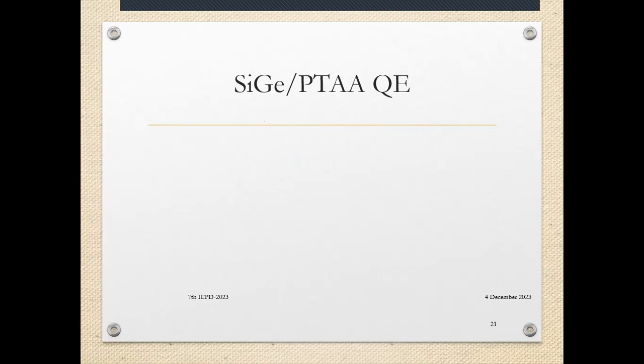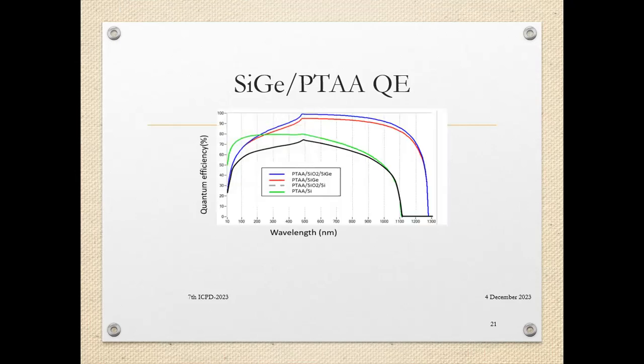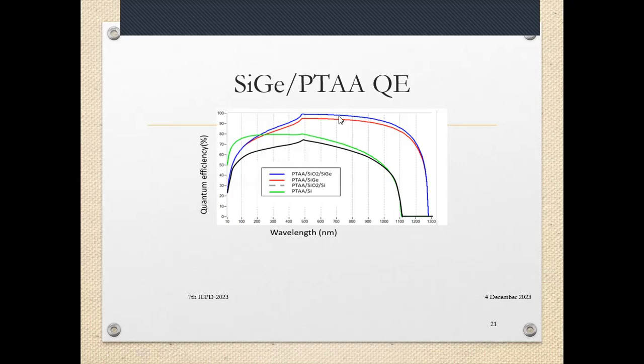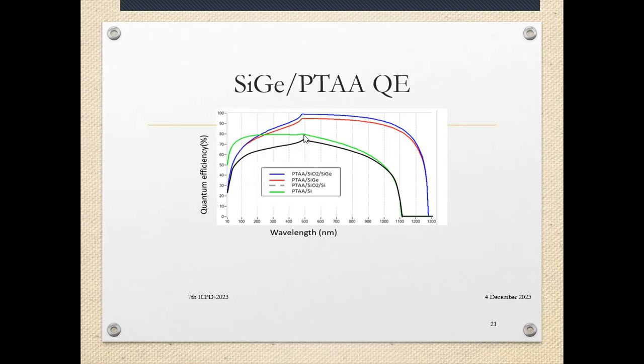So if we look at the silicon germanium PTA's quantum efficiency, you can realize the differences. You can see that the top two are silicon germanium PTA quantum efficiency, and the bottom two are the silicon PTA devices. So quantum efficiency all over the spectrum is very, very high compared to the silicon PTA. And it is even higher with the introduction of the silicon dioxide interface. You can see that the blue line is the silicon germanium with the silicon dioxide interface. And here also the green line is the silicon with PTA and silicon dioxide interface.